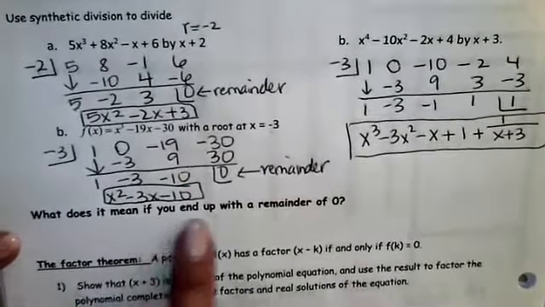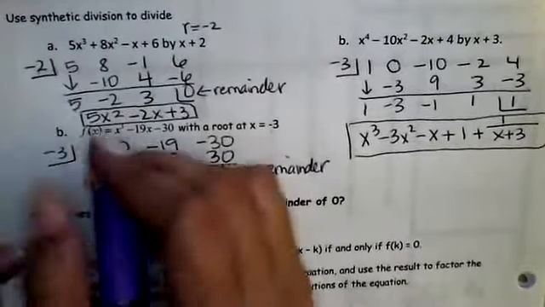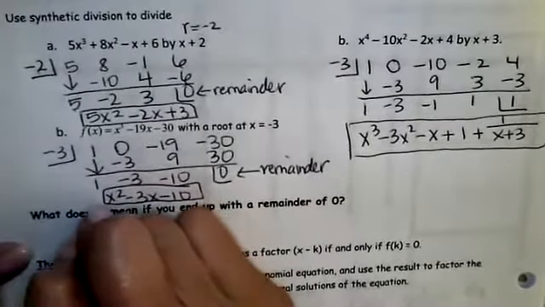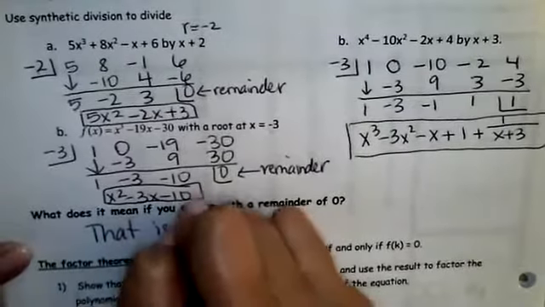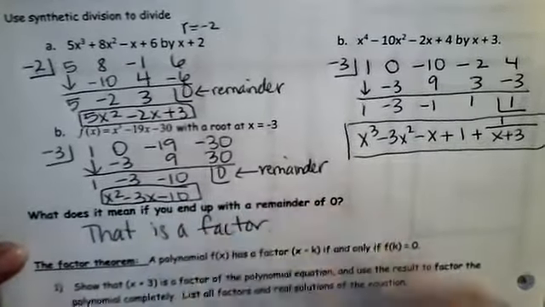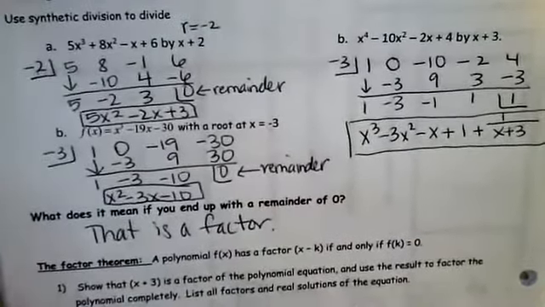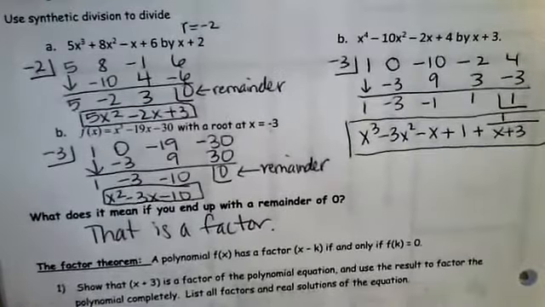So what does it mean if you end up with a remainder of 0? That is a factor. Remainder of 0, it is a factor. If it's a remainder of anything else, it is not a factor.